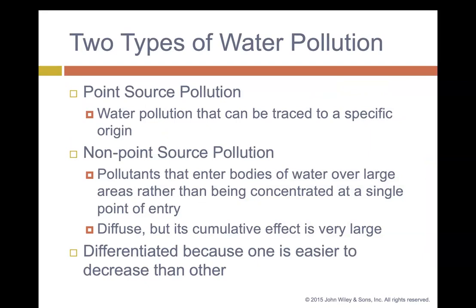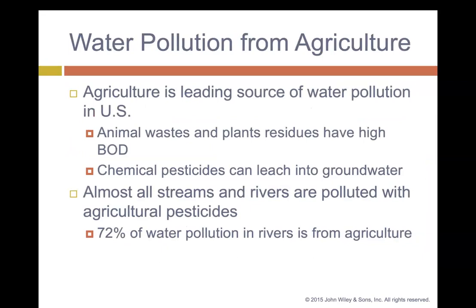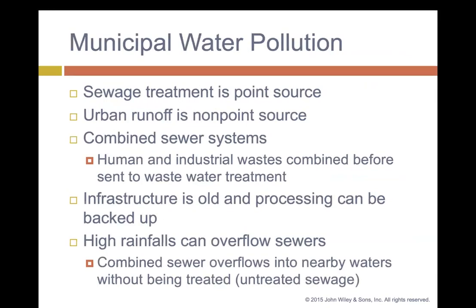So we have two types of water pollution, whether it's point source, where that pollution can be traced to a specific origin, or a non-point source, where pollutants enter the body of water over large areas rather than being concentrated. They can diffuse, but the cumulative effect is still large. Agriculture is the leading source of water pollution in the US, as you know, and 72% of all water pollution in rivers is from agriculture.